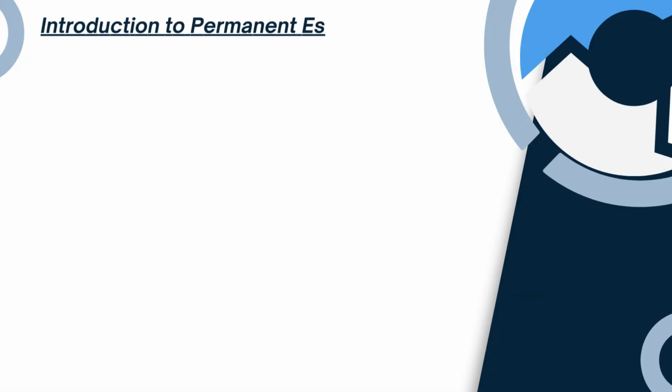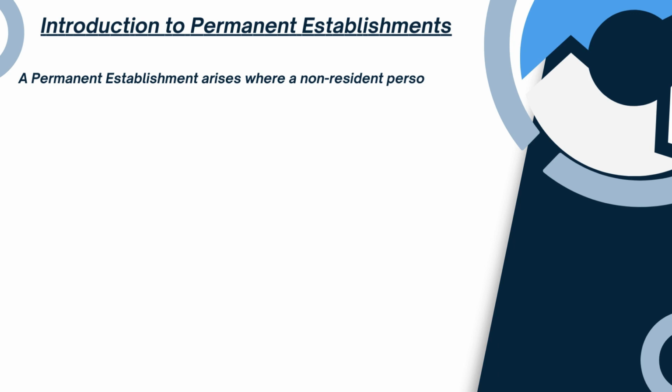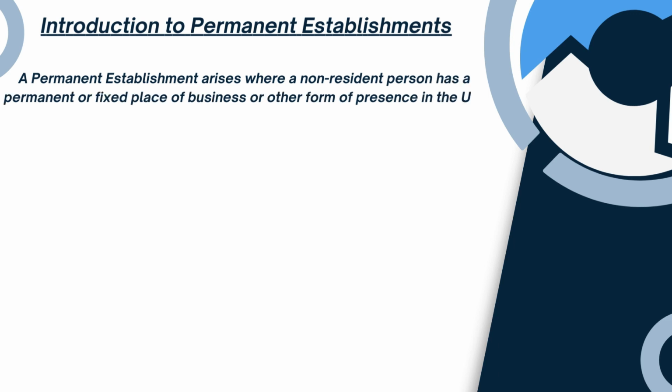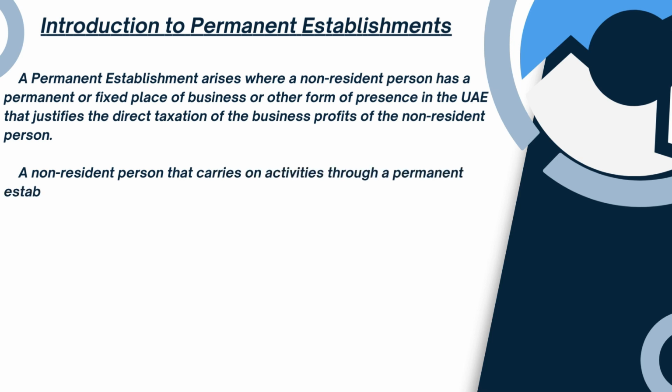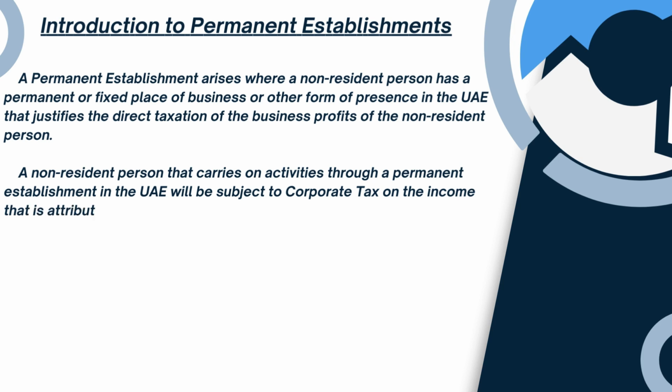Introduction to permanent establishments. A permanent establishment arises where a non-resident person has a permanent or fixed place of business or other form of presence in the UAE that justifies the direct taxation of the business profits of the non-resident person. A non-resident person that carries on activities through a permanent establishment in the UAE will be subject to corporate tax on the income that is attributable to the permanent establishment in the UAE.